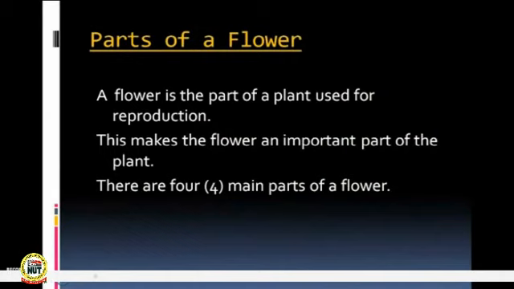Parts of a flower. A flower is the part of a plant used for reproduction. This makes the flower an important part of the plant. Flowers are very important to plants because they are used for reproduction. There are four main parts of a flower.